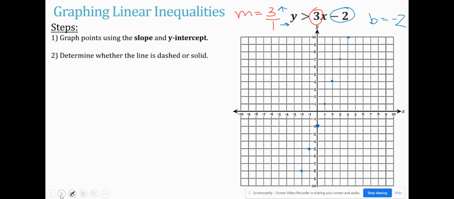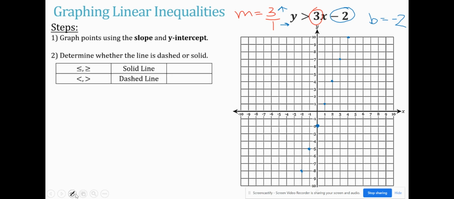So to determine whether the line is dashed or solid, we're going to look at our inequality symbol. So here we have a greater than symbol. Please note that if this symbol is a less than or equal to, greater than or equal to, so if it has this little line underneath, it's going to be a solid line, lines that we're used to. If it does not have that symbol underneath, if it's just less than or greater than, not equal to, it's going to be a dashed line, just like we saw in the example.